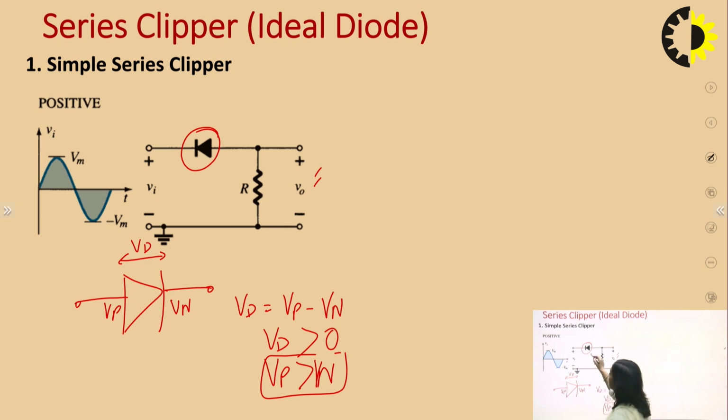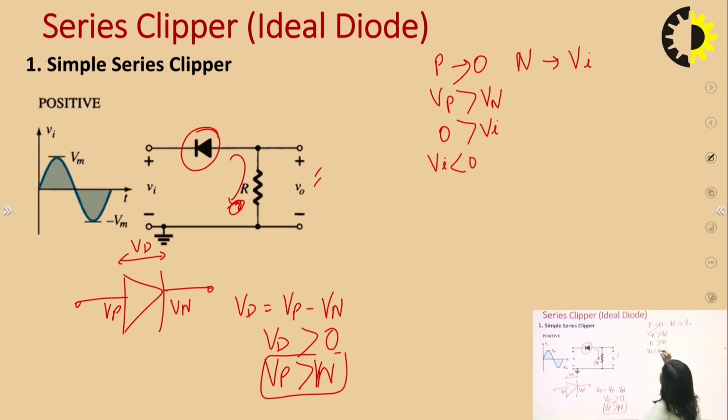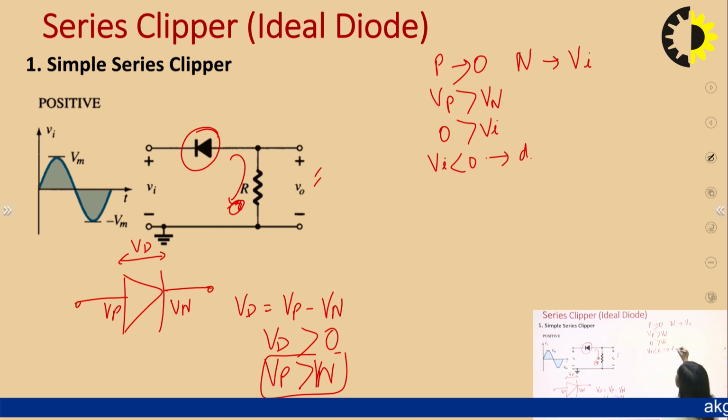When we determine the state of the diode, the diode is not yet conducting, so the current flowing here will be 0. In this figure, the P plate is connected with the output V0 and the resistance. Since no current is flowing, V0 would be equal to 0. At the N plate there is the potential Vi, and we know VP is greater than VN. That's why 0 is greater than Vi, which means Vi is less than 0. This is the condition when the diode will conduct.